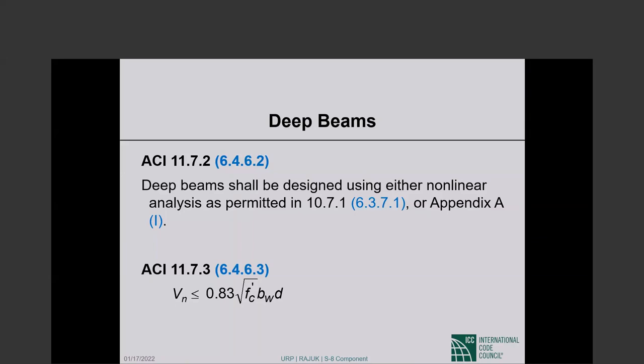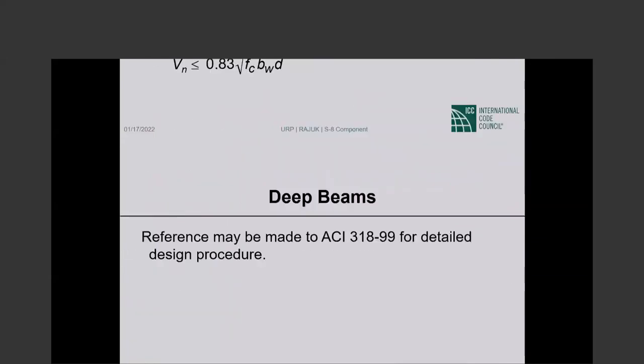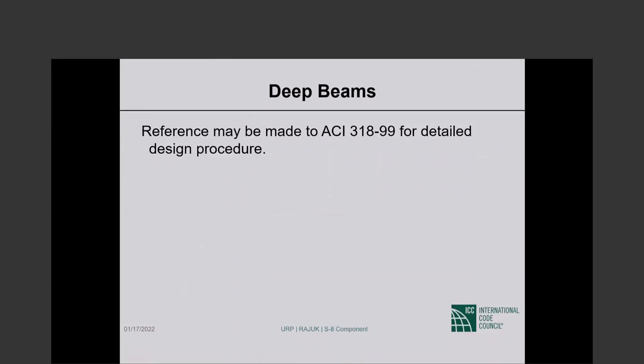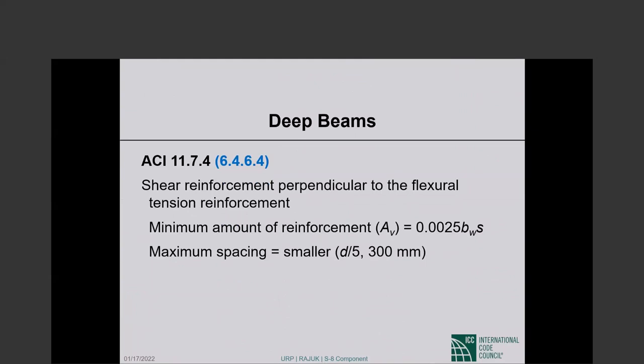Now, in addition to that, all we are told is the nominal shear strength as per a regular beam shall not exceed 10 square root of f'c. Very importantly, 318-08 tells you a reference may be made to 318-99 for detailed design procedures. So we took it out of the code, but it is still good to use. 318-08 tells you that.